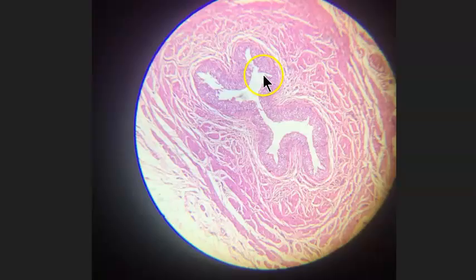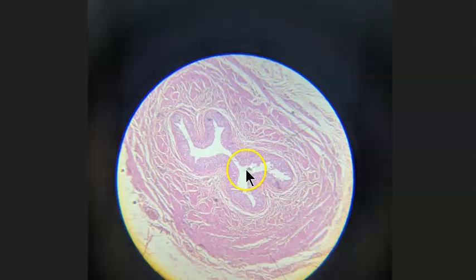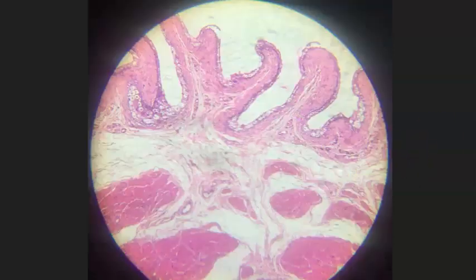What is this one? Look at this collapsed kind of a beautiful thing. This is ureter. Okay. Ureter will go from where? From kidney to the urinary bladder. What is this one? This is urinary bladder itself.